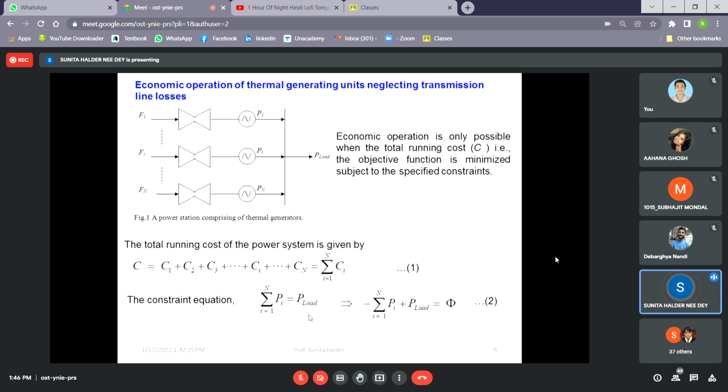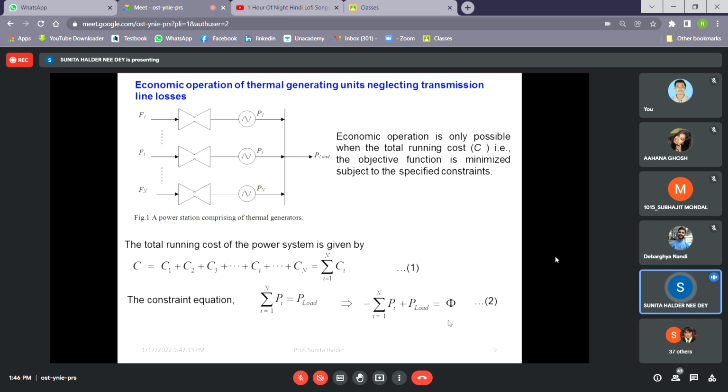So this is from the constraint equation, one function we have derived. Phi is equal to summation of P load minus summation of generation. This phi is called the constraint function. Then we solve this objective using an optimization technique. What is the meaning of optimization technique? We want to get the best thing. Optimize means the best thing with the minimum cost. So here we are actually optimizing the running cost of the plant.